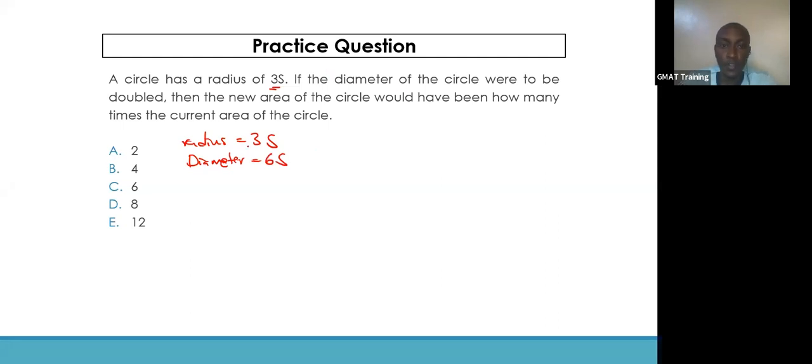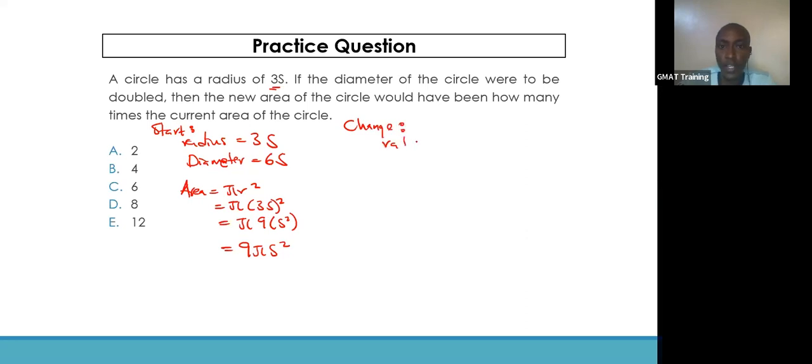For the start, we have the radius being 3s, the diameter being 6s, and then we're talking about the area. So the first time we'll have the area as pi r squared, which is pi times (3s) squared. That's for the start. I'm going to simplify this to pi times 9s squared, and this will be 9 pi s squared.